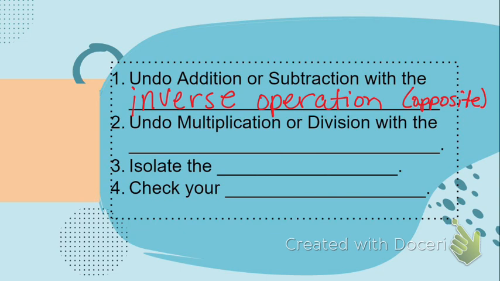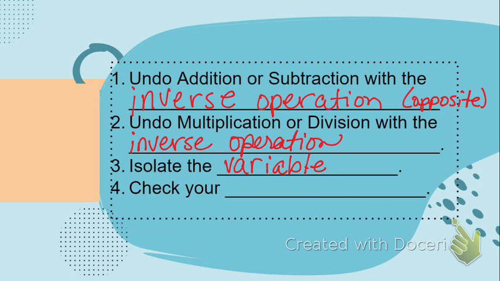Now, we're going to undo the multiplication or division with the inverse operation as well. Okay, we're going to do the same thing. We're going to get rid of our addition and subtraction first, and then multiplication and division. We're going to isolate the variable. That is always our goal. We want to get the letter all by itself away from everything else. And then we're going to check your solution by substitution, okay?